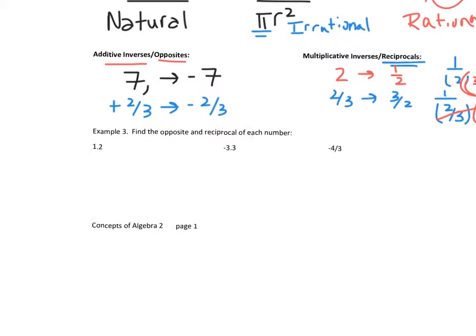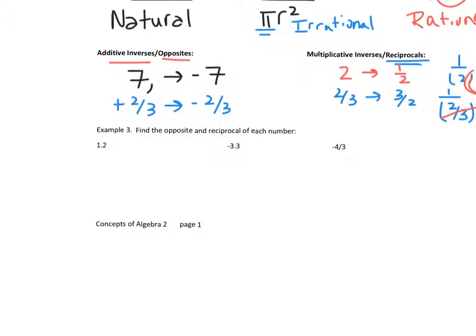So we're going to find the opposite and reciprocal of each of these. Opposites I'm going to do first. The opposite of 1.2 would be negative 1.2. The opposite of negative 3.3 is 3.3. The opposite of negative 4/3 is 4/3.